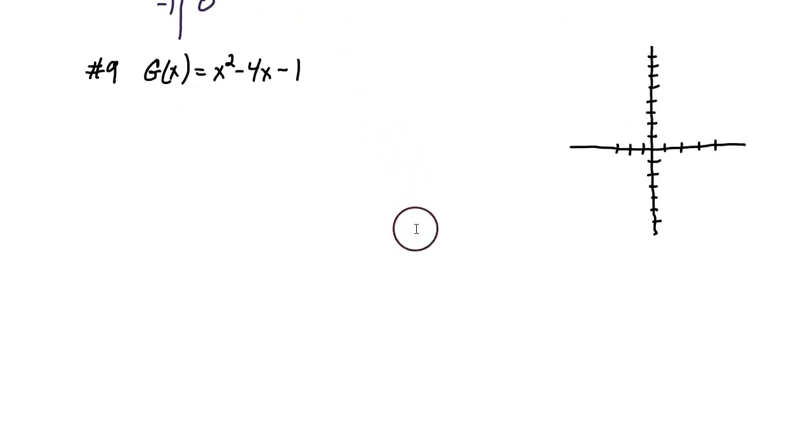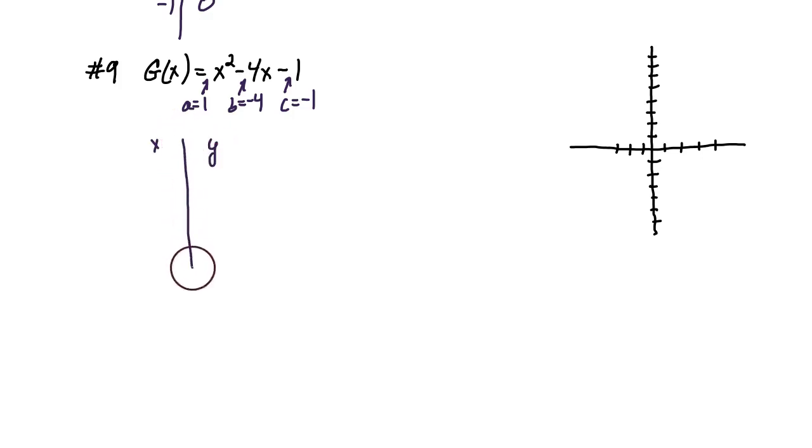Now number 9, another graph. Is it vertex form or standard form? This is standard form. A is 1, B is negative 4, and C is negative 1. Let's make an XY table. It's not actually called y, it's called g of x. Let's get our middle row first. To get the x coordinate, we're going to use the formula negative b over 2a. So that's going to be 4 over 2, which makes 2.